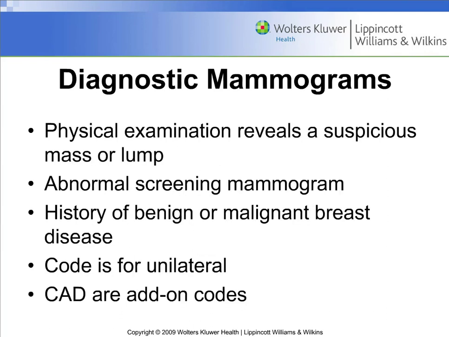Diagnostic mammograms are ordered when a physical exam reveals a suspicious mass or lump in the breast, the patient either has an abnormal screening mammogram, or the patient has a history of benign or malignant breast disease. The code for the diagnostic test is understood to be unilateral. And again, there are computer-aided detection codes as well for the diagnostic mammograms.